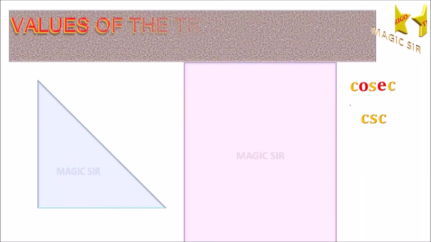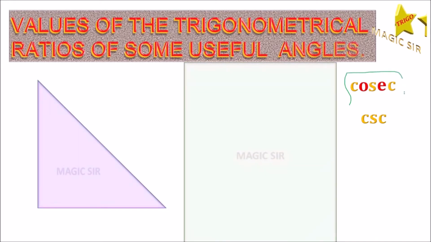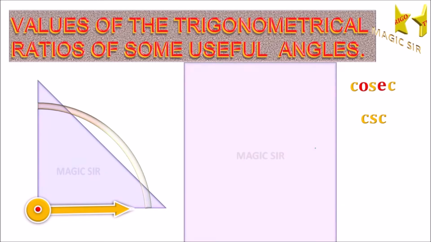Friends, in today's video, we will find the values of the trigonometric ratios of some useful angles. Sometimes we will write CSC instead of cosec. CSC. We take C, S and C from cosec for the abbreviated symbol. Now enjoy the animations for cosec.